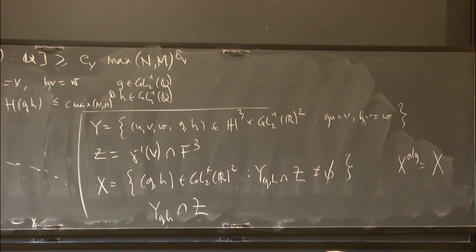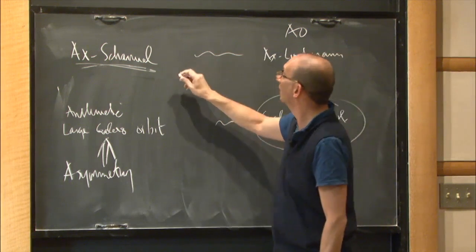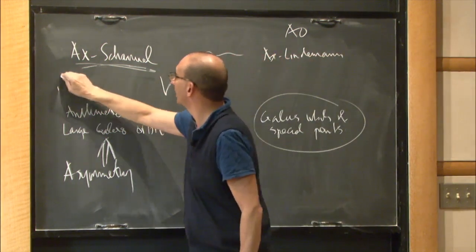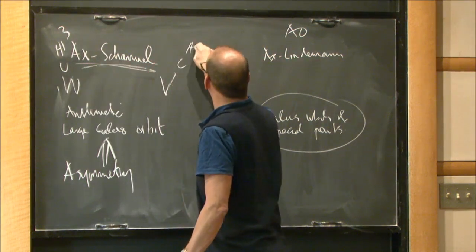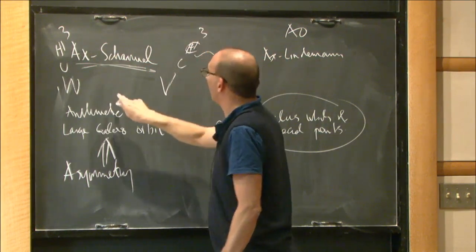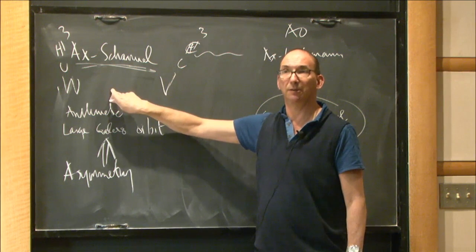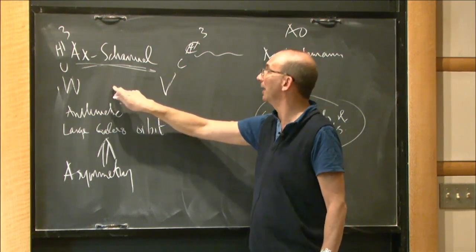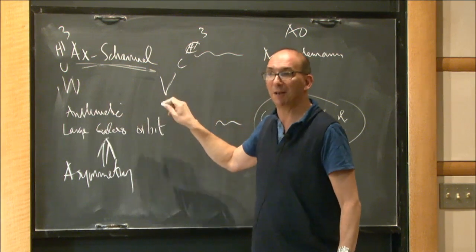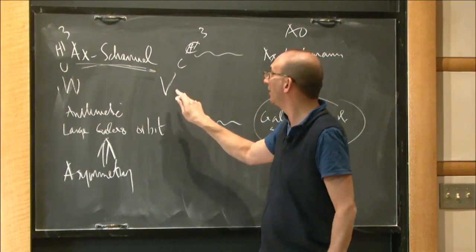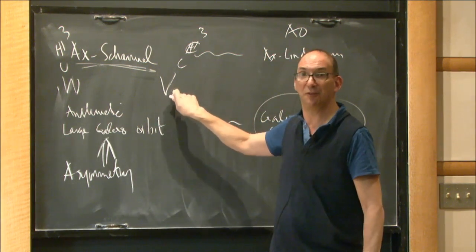And now Ax-Schanuel has something to say about that, because it says that if you take the pre-image of V and you intersect it with W in H^3 × C^3, and you take a component, then the dimension of that component should be the dimension of W plus V minus N. But here the component will actually be all of V.